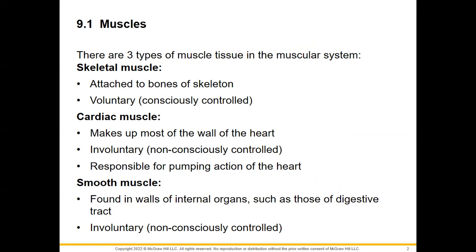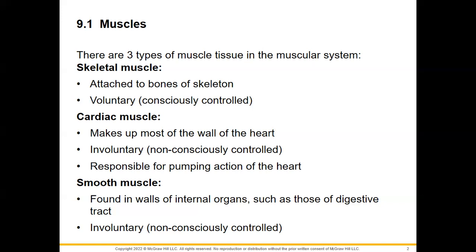Cardiac muscle. Cardiac means heart. This is the type of muscle that makes up the walls of the heart. Because it's the heart, it is involuntary. You do not control your heartbeat. Of course, you can influence your heartbeat. You can speed up or slow down the heartbeat voluntarily, but you do not think about your heart beating every single time it beats, 60 to 100 times per minute, every hour of every day of every part of your life. This is non-consciously controlled, involuntary muscle.